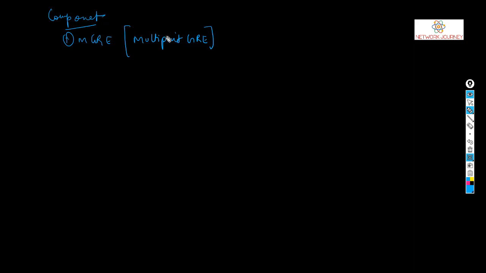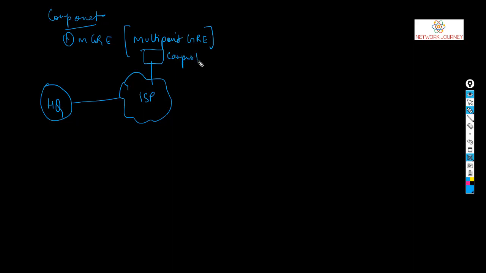Okay, so let's say I have my headquarter which is connected to the ISP, and then I have small branches. Each branch I can name as campus 1, campus 2, and campus 3. Okay, so if I was making a normal GRE tunnel, how would this look?